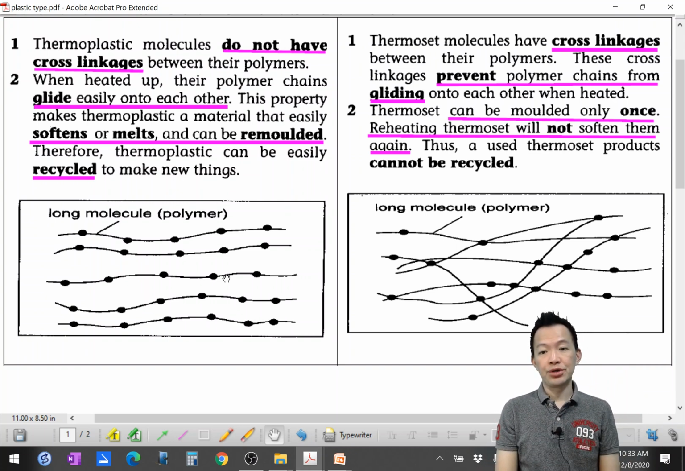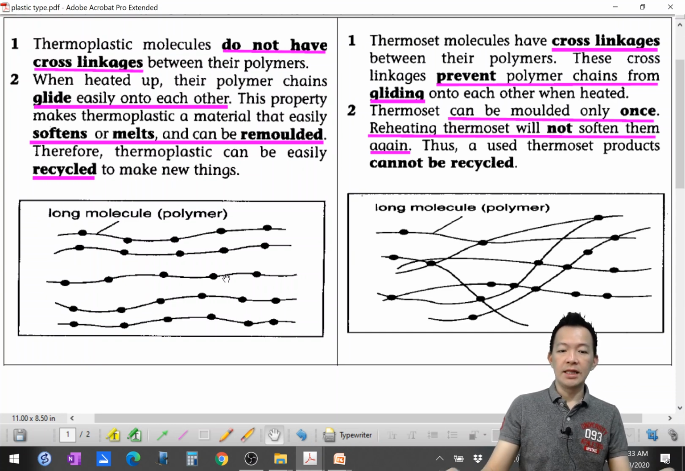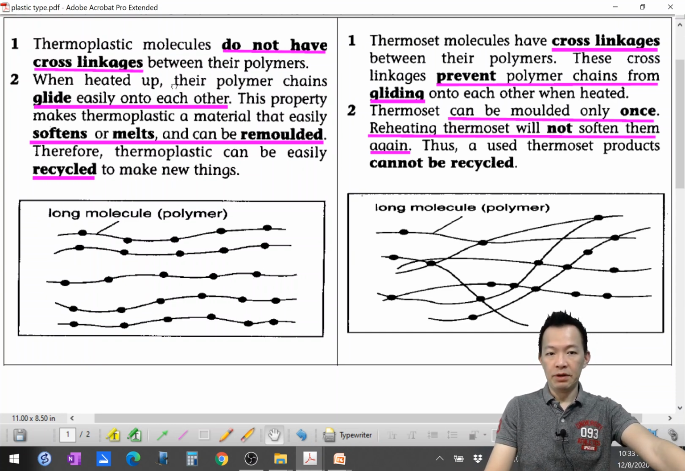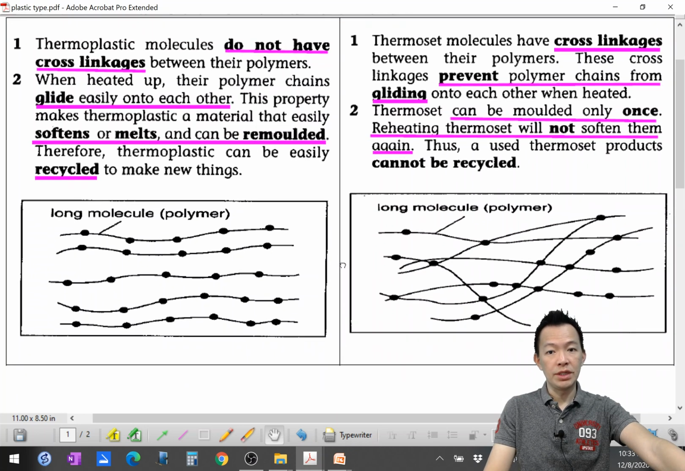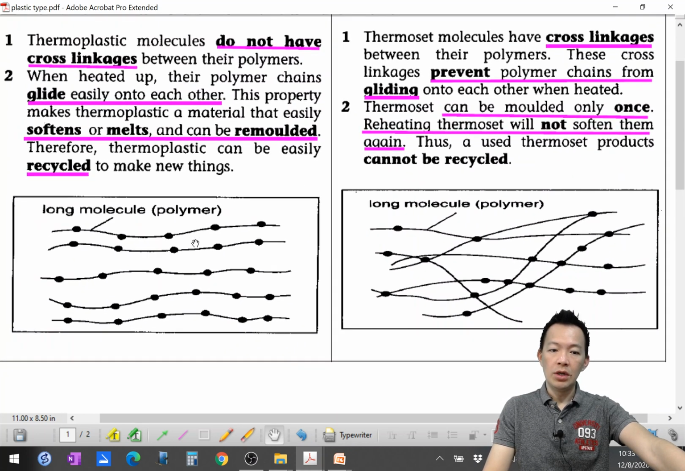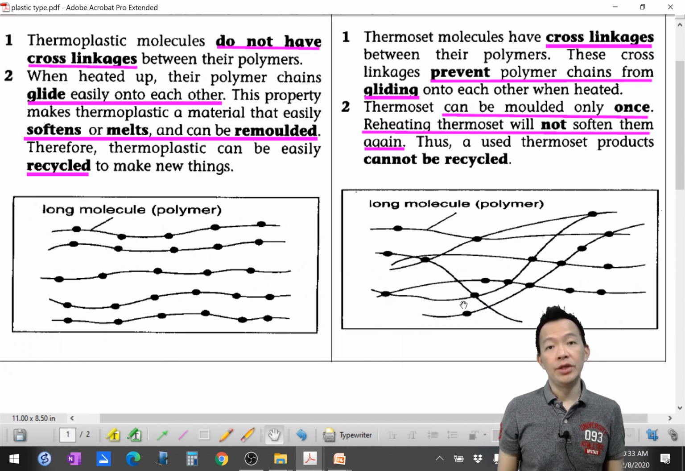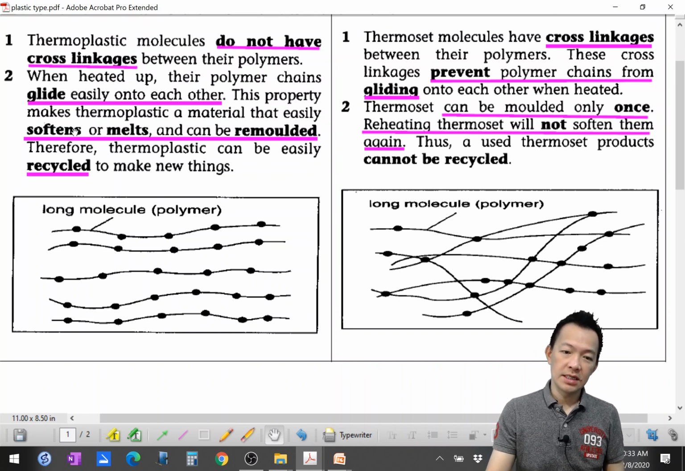它们是可以再循环的，它的 material 可以再循环。Understand? So these are the differences between the thermoplastic and thermoset. One cannot withstand high temperature. Another one can withstand high temperature. And the difference is just one only. 它们最大的差别就是 without cross linkage and with cross linkage. 没有 cross linkage, 另外一个有这样子罢了。Okay, 这个能 recycle, 这个不能 recycle.